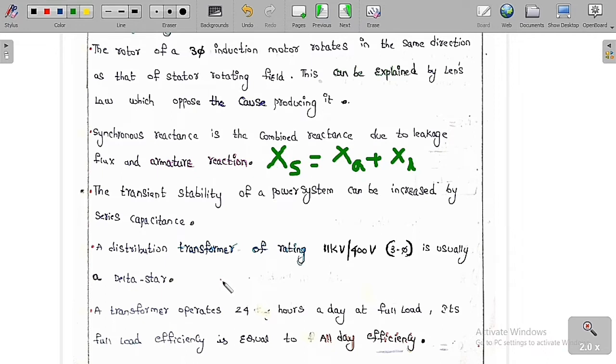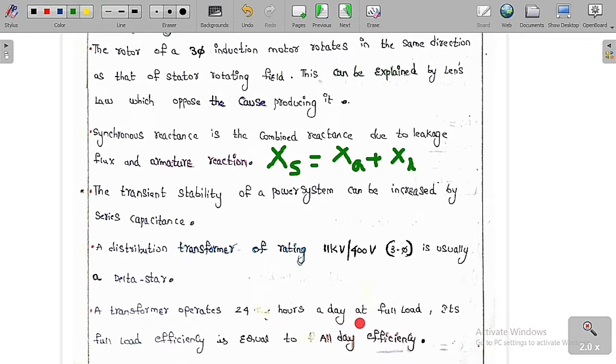So a distribution transformer of rating 11 kV to 400 volt, 3 phase, is usually a delta star connected transformer. Whatever transformer you see near your home has a rating of 11 kV to 400 volt. It is a 3-phase transformer, and its connection is delta to star. So the primary is delta and the secondary is star. This is what you always have to remember.